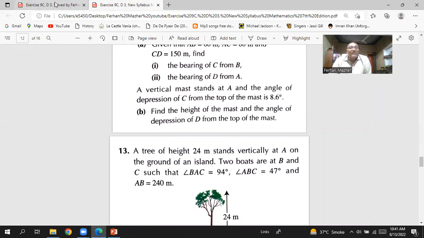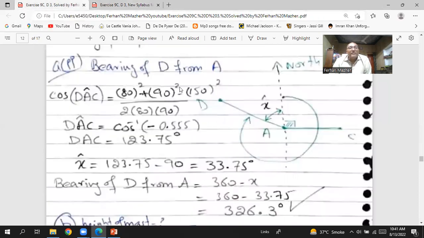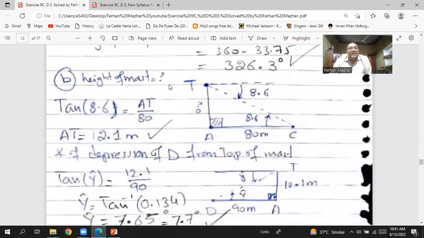So when you look from the top of the mast, you look at the point C, and this is how you do this ACT triangle. AT is that mast from the top. When you look at the point C, which is 80 meters from the point A, the angle of depression is 8.6 degrees. You know the angle of elevation and angle of depression are exactly equal to each other. So this angle of elevation of the T from the C will be also 8.6.